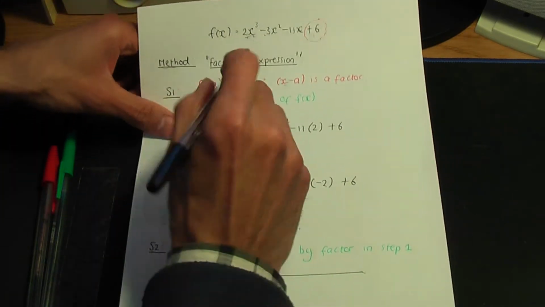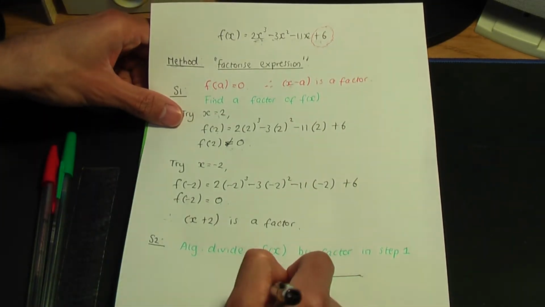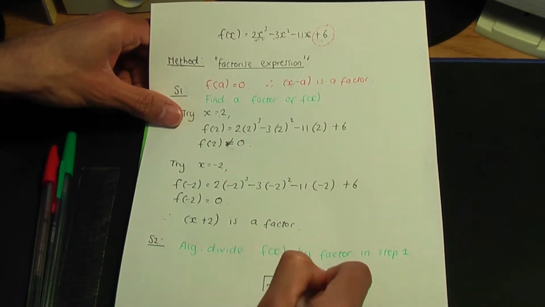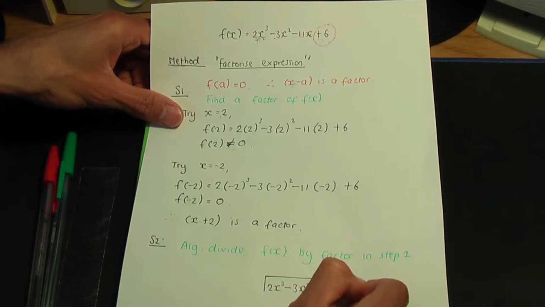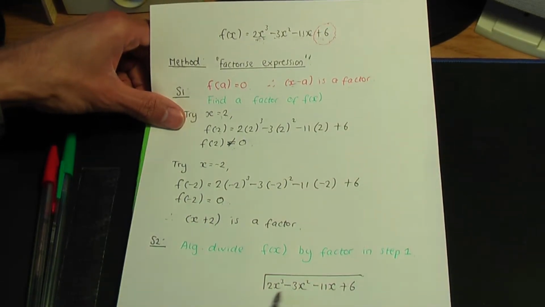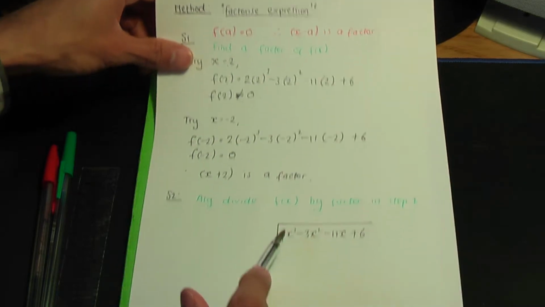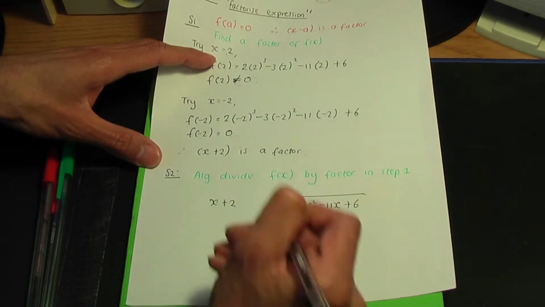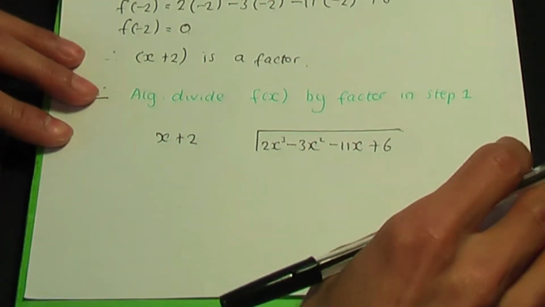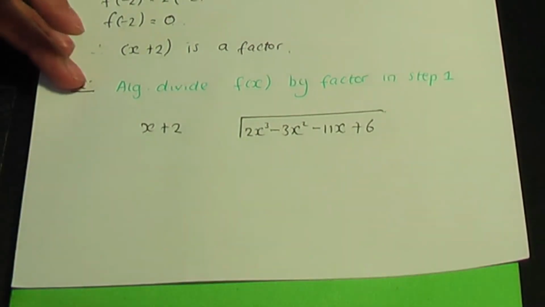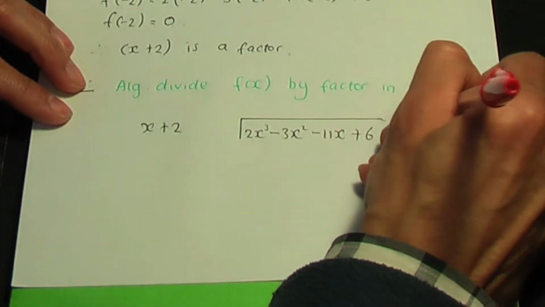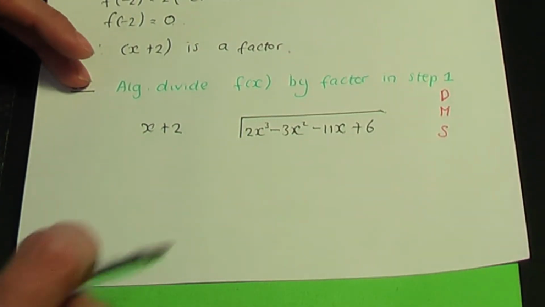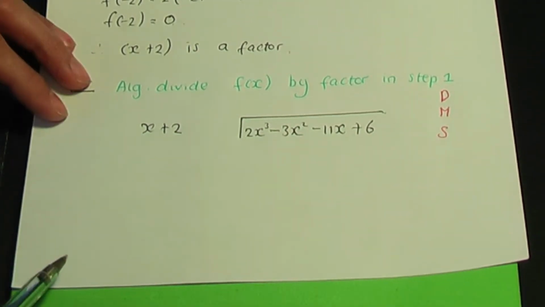The polynomial is 2x cubed minus 3x squared minus 11x plus 6. We're going to algebraically divide this polynomial by the factor which is x plus 2. Remember, in that video on algebraic division, when you divide, use the order DMS. DMS means divide, multiply, then subtract.